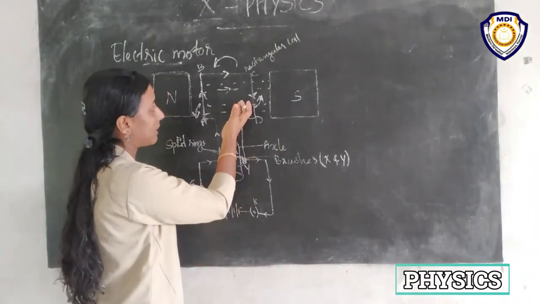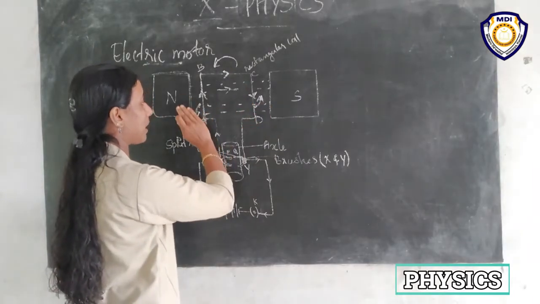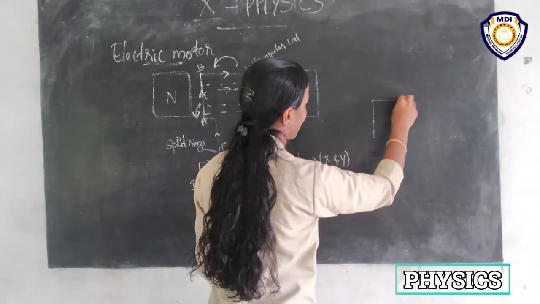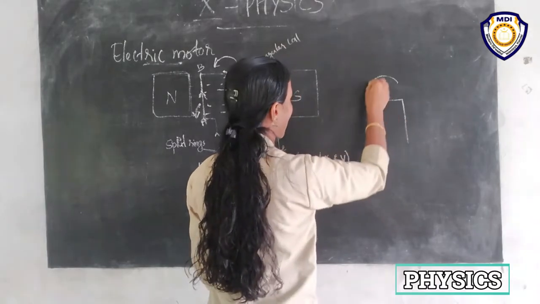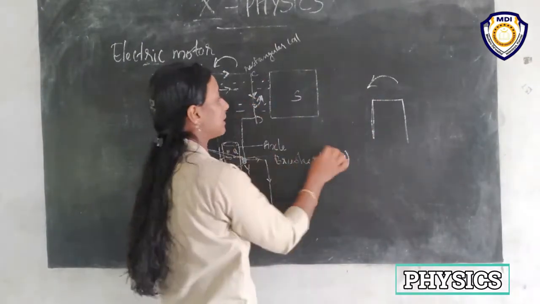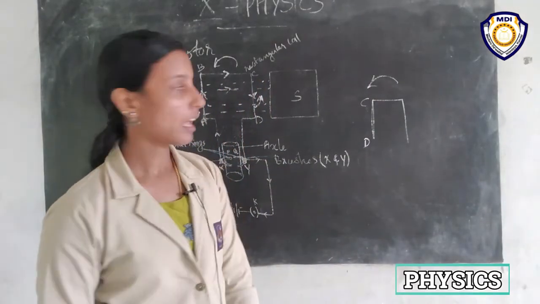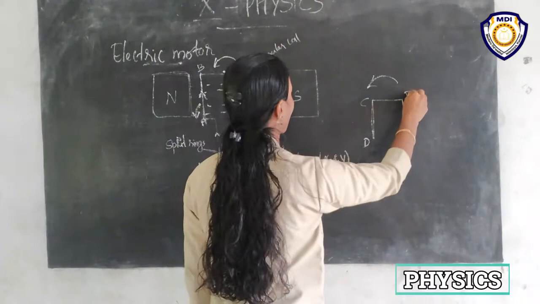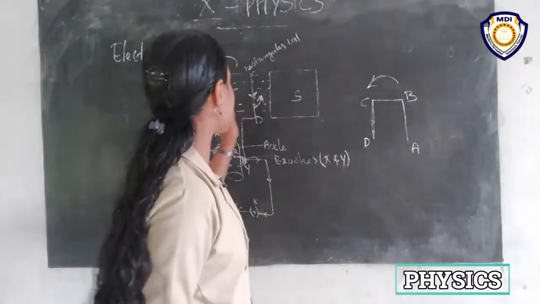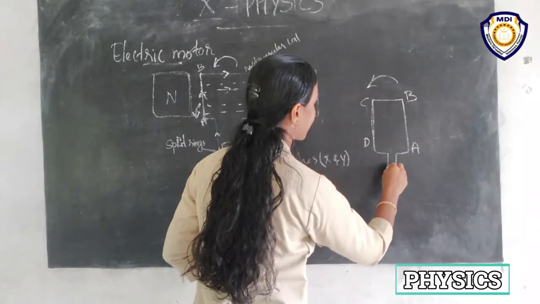What happens when this coil rotates half? That means this CD becomes AB. We can draw here, when a half rotation is completed, what happens? This side AB should become the CD side, and this will become AB. After half rotation, these sides will interchange. And what happens to the brushes and the split rings?